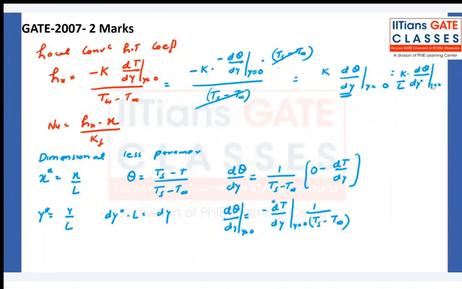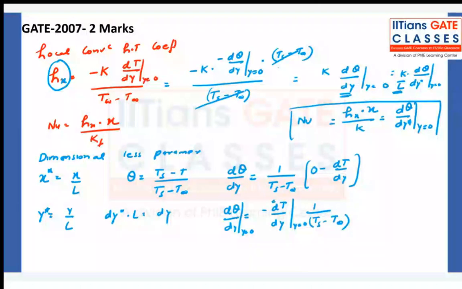So I can simplify it a little bit. Now I am talking about a particular x, so h_x into this L, it's not a full length. We are talking about a local heat transfer coefficient. So h_x x by k is equal to d theta by dy star at y star equals 0, and this is also equal to the Nusselt number. So this was the derivation that Sahil was saying.